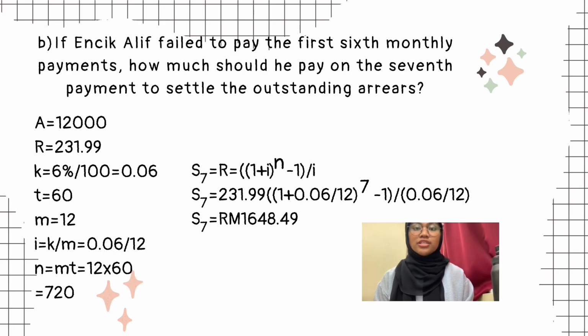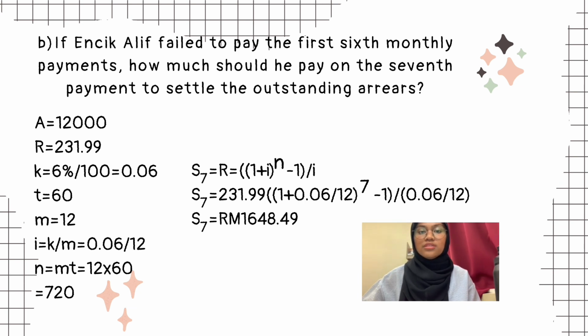Second question is, if Encik Alif failed to pay the first 6 monthly payments, how much should he pay on the 7th payment to settle the outstanding arrears? So here is the solution. For this question, you need to use this formula, S7, because we need to find the 7th payment, equals R bracket 1 plus i power of n minus 1 over i. So it will become 231.99 bracket 1 plus 0.06 over 12 power of 7 minus 1 divide with 0.06 over 12.